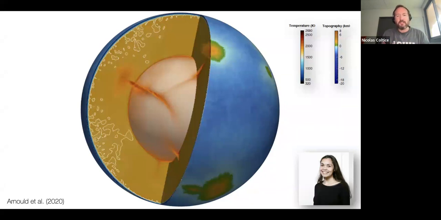So this is not enough for now. The program is not enough to generate tectonics. It's enough to generate convection, but not enough to generate the tectonics we want to see for the Earth.